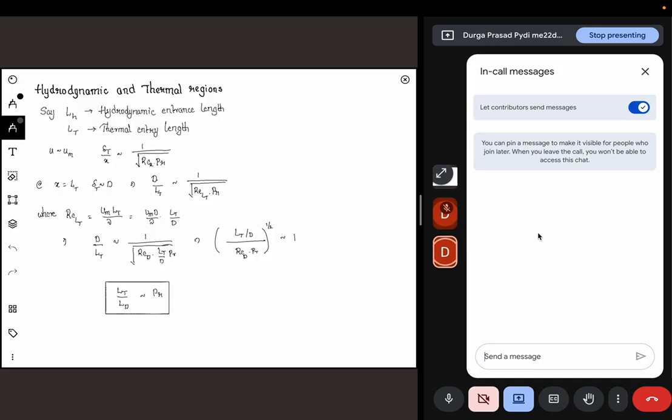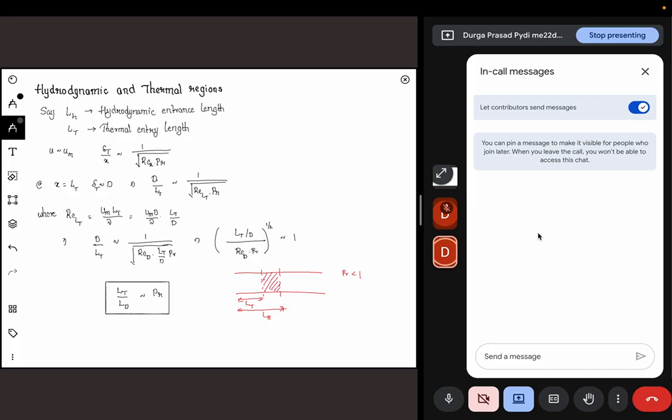If the Prandtl number is less than 1, then L_H is higher, which means I will have three regions. Say this is L_T, and if this is L_H, this is for Prandtl number less than 1. So for Prandtl number less than 1, if I am solving for a fully developed temperature profile, there still exists a region where the velocity has not been fully developed.